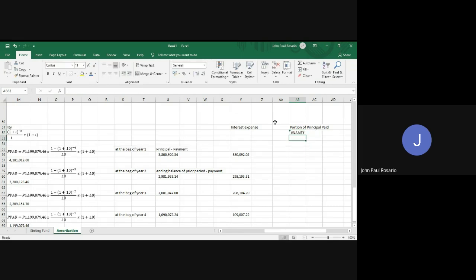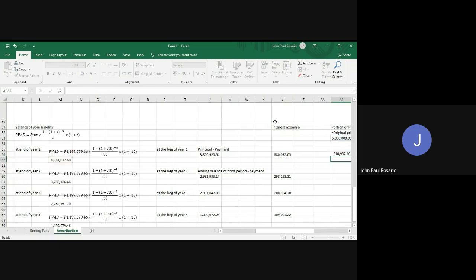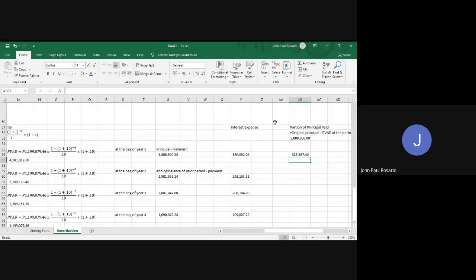For example, for year 1, let's just put the 5 million here. So for year 1, it would be 5 million, and then we'll less our ending balance at year one. So this is for year one. This is for year two.